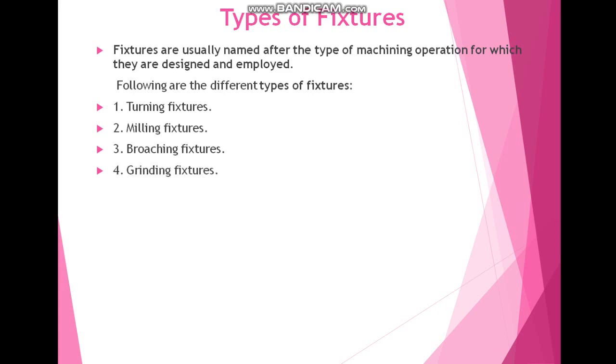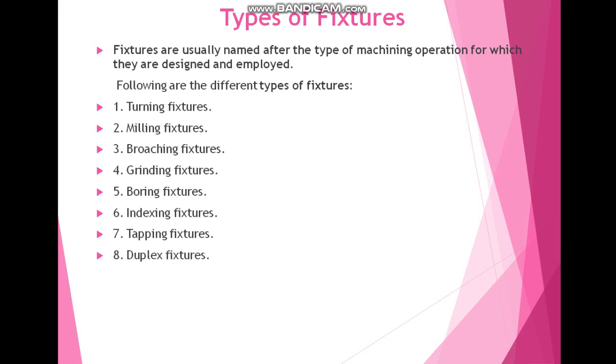Fourth one we have grinding fixture. Generally this grinding fixture is employed or used for the grinding purpose. Fifth one we have boring fixture. Basically this boring fixture is used for boring operation over any part or material. Then sixth number we have indexing fixture. Basically this indexing fixture is used for indexing purpose. Next one we have tapping fixture. This tapping fixture is used for tapping purpose over the workpiece.